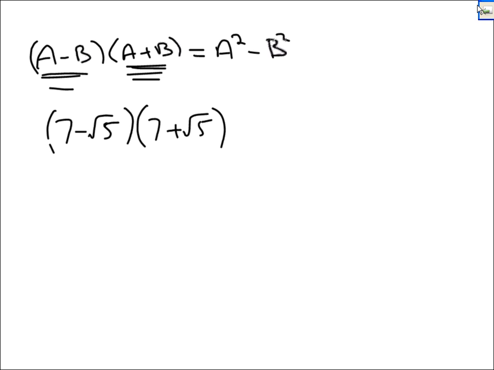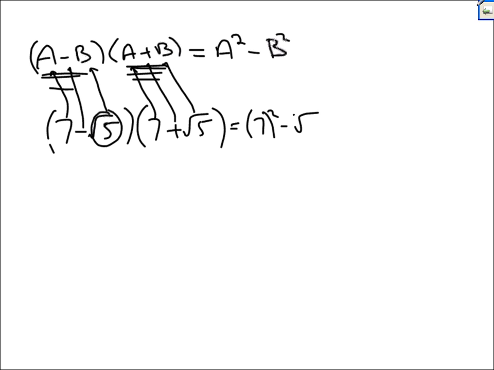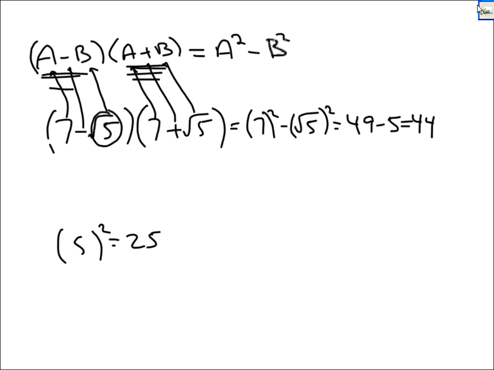Very easy to see that this is 44. The 7 is like the A above, there's the minus sign, and the square root of 5 is like the B. The same A plus the same B. So we're going to get the 7 squared minus the square root of 5 squared. We're going to get 49 minus 5. The square root of 5 squared is 5. It is not 25.